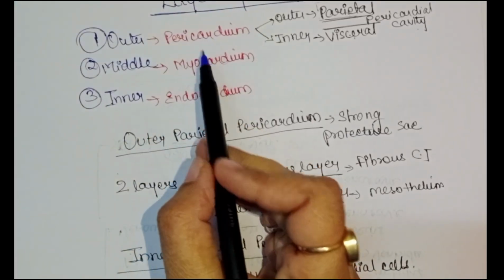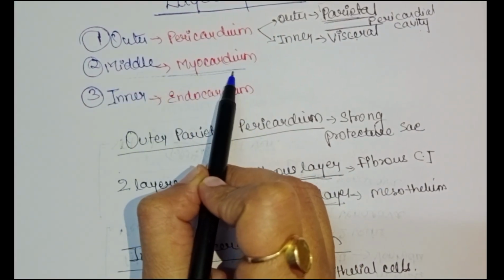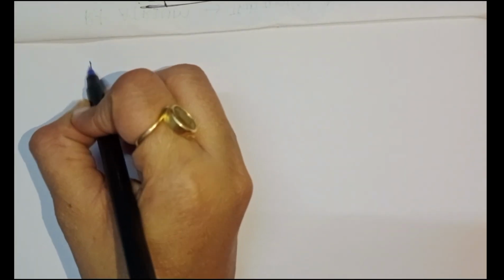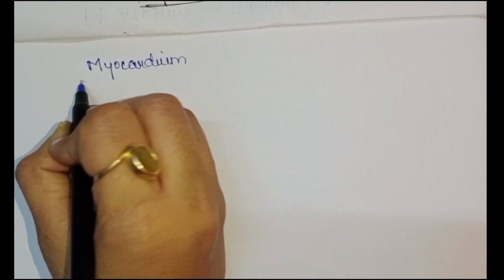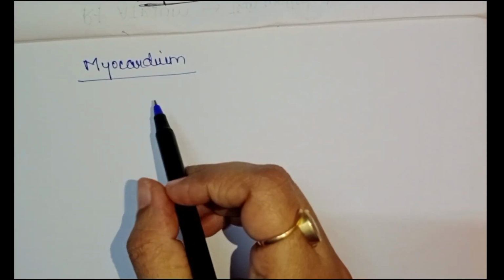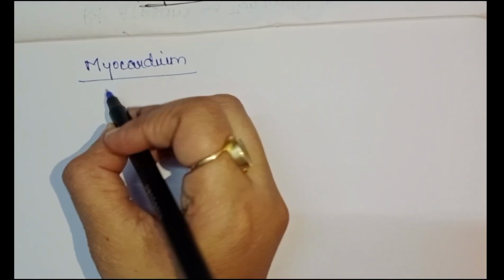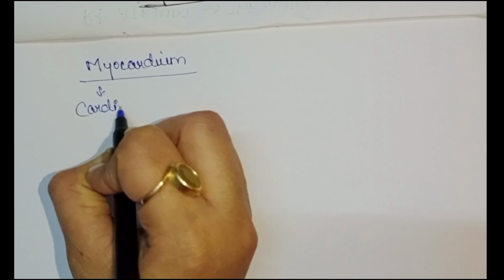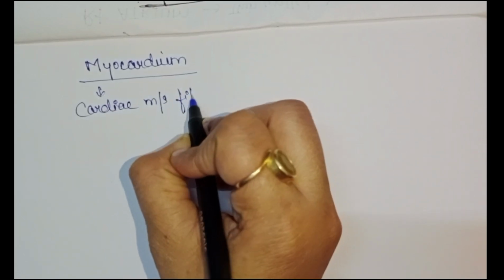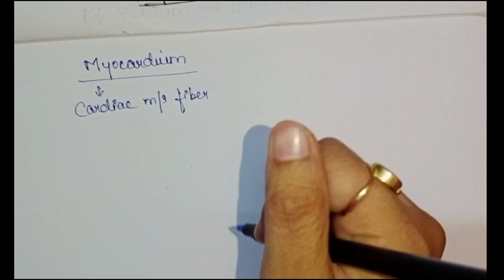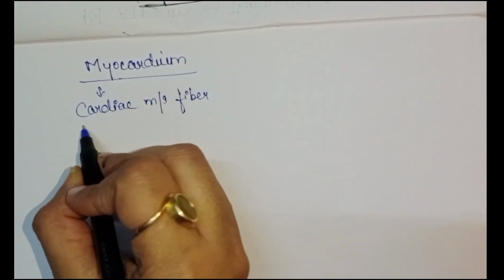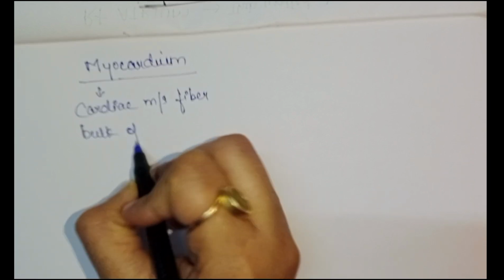Next we will study the second layer, that is the myocardium, the middle layer of the wall of the heart. Myocardium is the middle layer of the wall of the heart, as we have already seen above, and is formed of cardiac muscle fiber or cardiac myocytes. It forms the bulk of the heart.